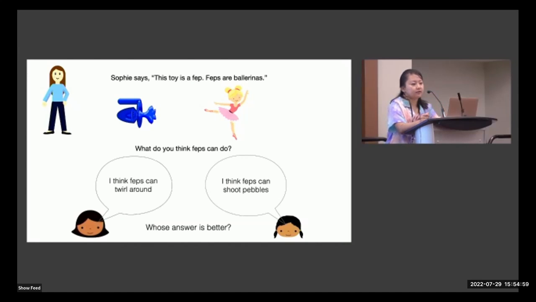We gave all participants 8 trials like this, counterbalancing left and right order of the answers. On the final trial, we also asked them for an explanation. After they had given their answer, we asked them, why do you think FEPs are ballerinas? We asked them, why do you think FEPs can twirl around?